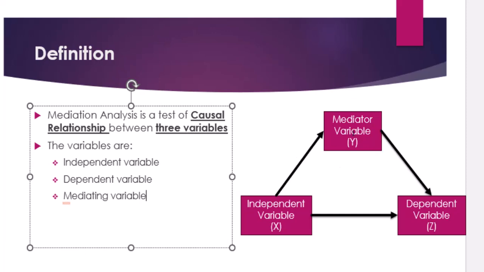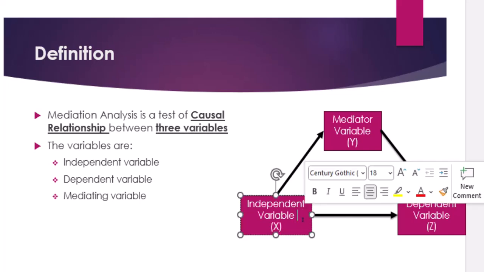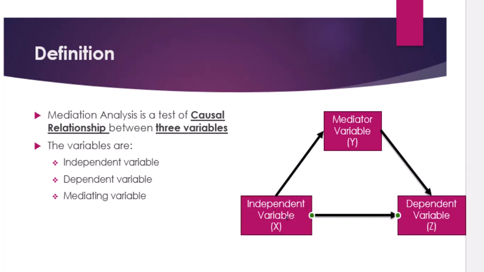If you check at this graph, the variable x is the independent variable, then we have the dependent variable, and then we have the mediating variable. This arrow here shows the effect of the independent variable on the dependent variable. This arrow shows the effect of the independent variable on the mediating variable, and this arrow shows the effect of the mediating variable on the dependent variable. We have labeled these variables x, y, and z.